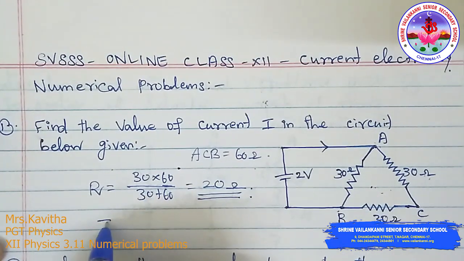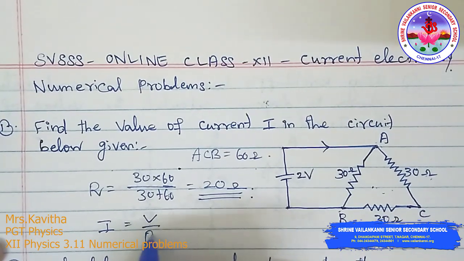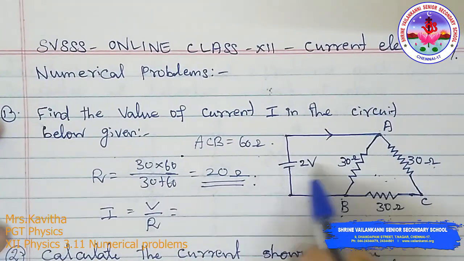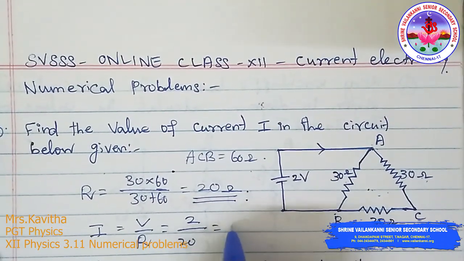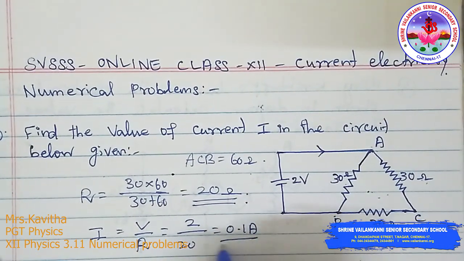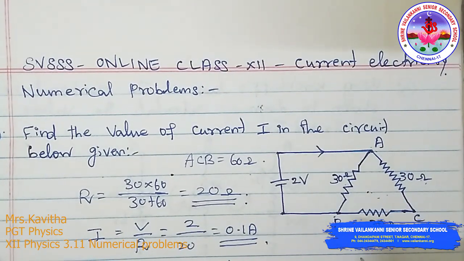Now the formula for getting the current I is I equal to V by R. So the V value they have given is 2 volt. So 2 by 20 is equal to 0.1 ampere. This is the current which is there in this circuit.